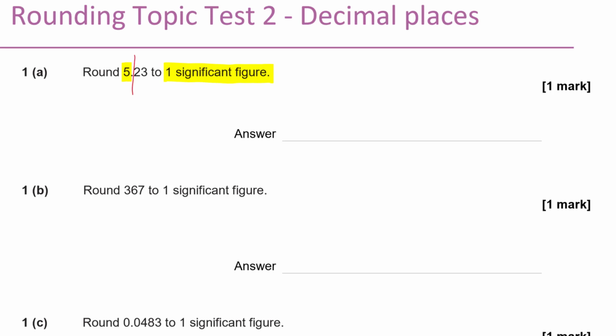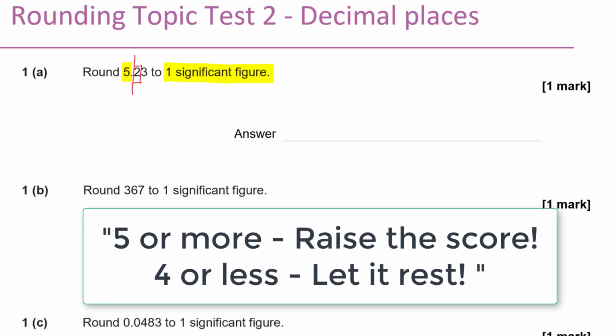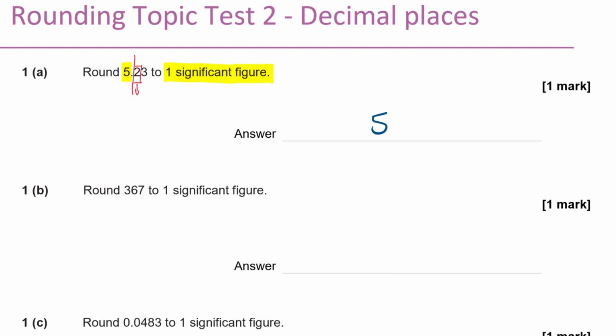That's my cutting point. Now to decide whether or not I need to round up or round down, I just look at the very next digit after my rounding off point, and that is a 2. Well, one way to remember it is 5 or more, raise the score, 4 or less, let it rest. Here we are going to let it rest because it's 4 or less. So I'm just going to round 5.23 off to 5 to one significant figure.